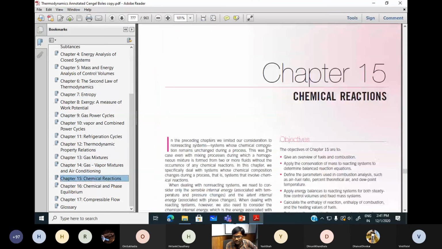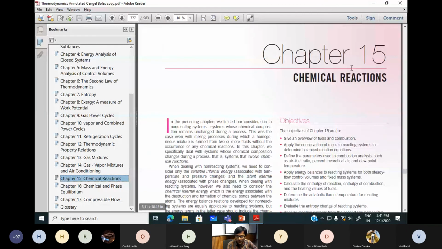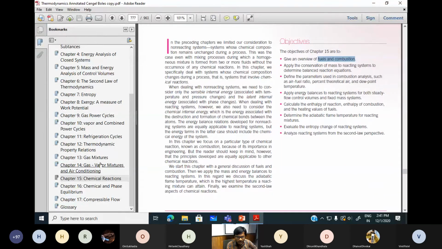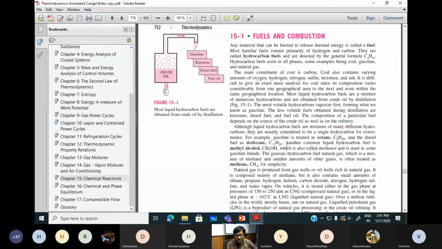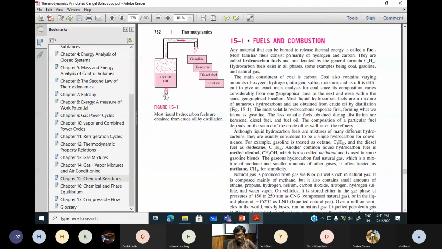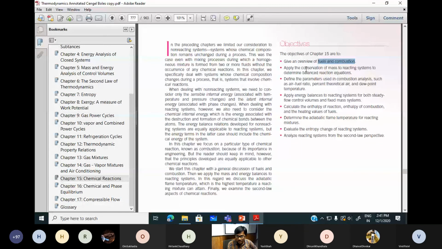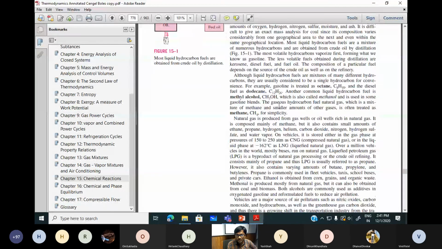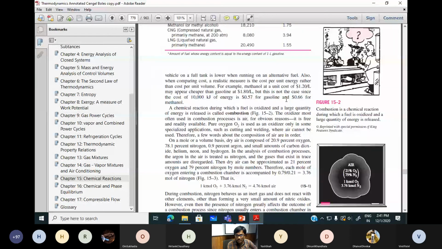Well, let me see the chemical reaction chapter. Chemical reaction I will also take, the reason being that fuel combustion is happening over here, so we need to understand this. Gas mixtures and gas-vapor mixtures I'll take consolidated in the next chapter, and chemical reaction I'll take alone. This is also essential because your internal combustion engine is associated with fuel consumption, fuel combustion, and this is important.